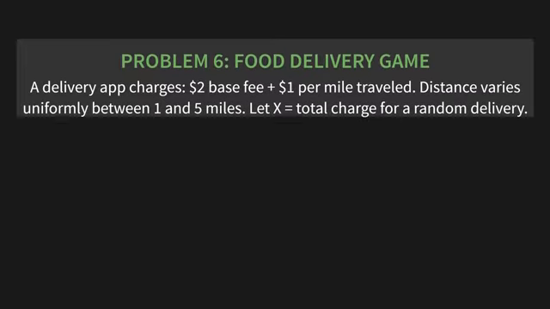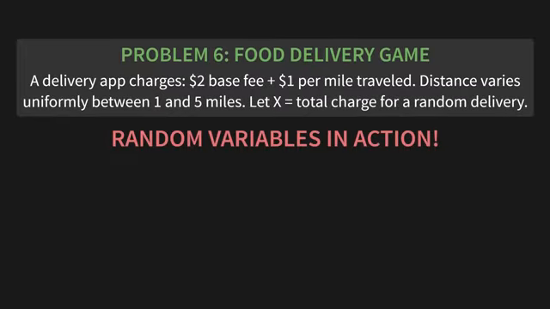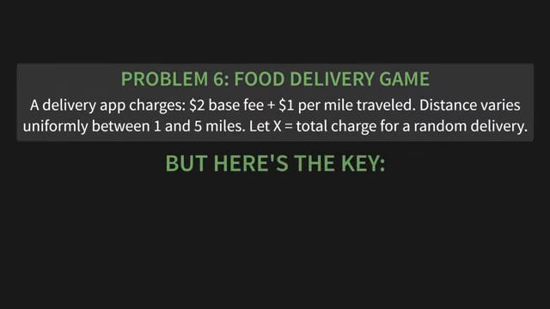This is where we transform a real-world situation into mathematical language. We're turning this random process, those varying distances, into numbers we can actually work with. Think about it. The total charge is always $2 base fee plus $1 times whatever distance we travel. So, if we get the closest delivery at just 1 mile, that's $2 plus $1, giving us $3 minimum. And if we get unlucky with a 5-mile trip, that's $2 plus $5, making $7 maximum.